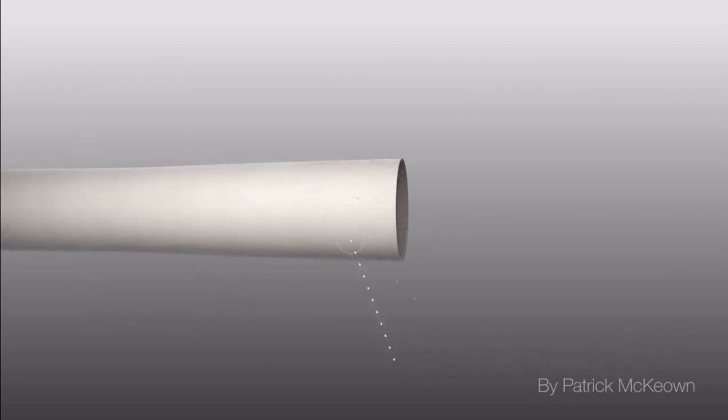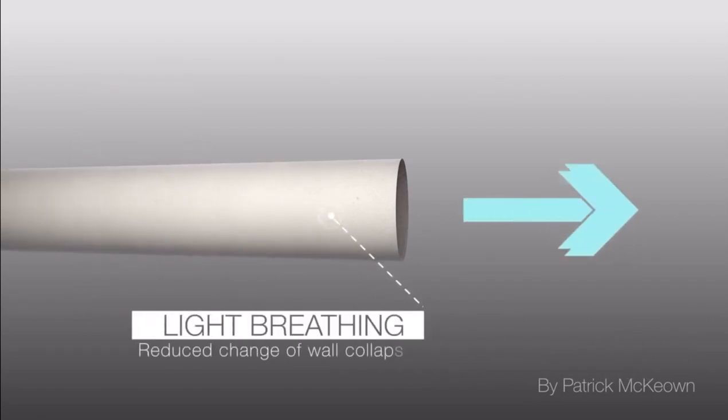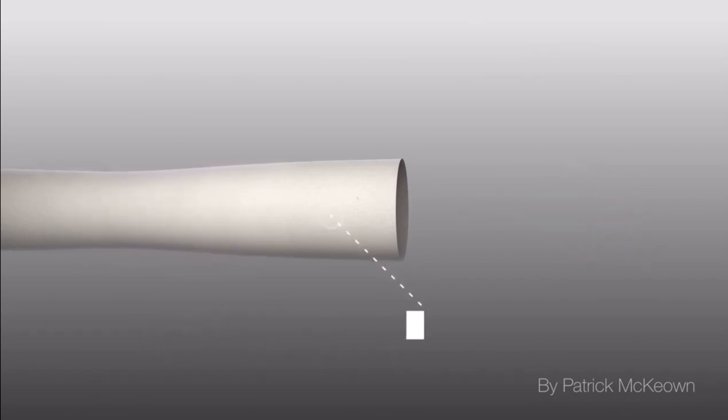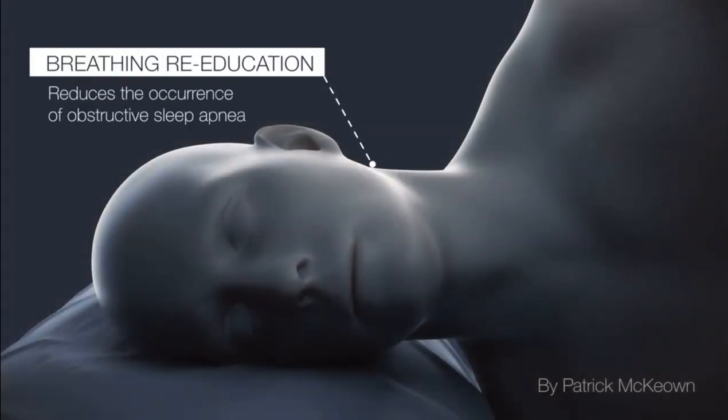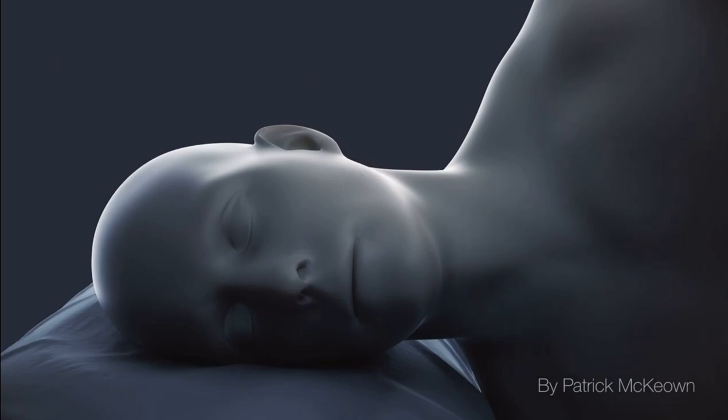On the other hand, breathing light through the straw causes less negative pressure, thereby reducing the risk of collapsing the walls. Breathing re-education to reset the breathing center in the brain to a lighter breathing volume significantly reduces the occurrence of obstructive sleep apnea. Combining this with myofunctional therapy to strengthen the upper airways enhances the benefits, resulting in a significant reduction in apneas and hypopneas.